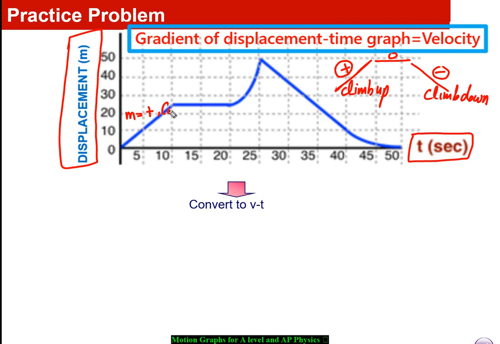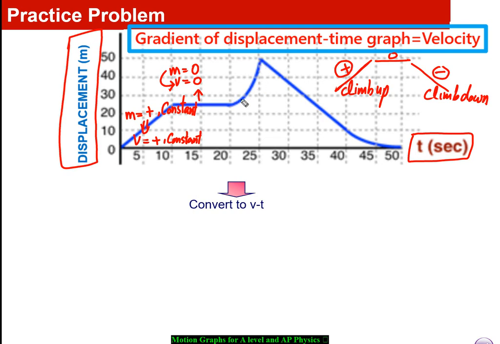Now the second thing we need to say is the gradient is increasing. So this gradient is positive, which means velocity has to be positive, and velocity must have one value, which means velocity has to be constant. So then we can sketch. And about the second part, what is the gradient of that line? The gradient is equal to 0, so it means the velocity has to be 0.